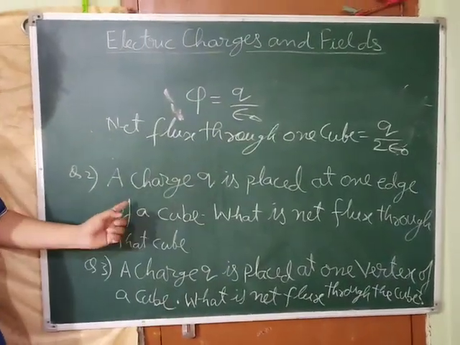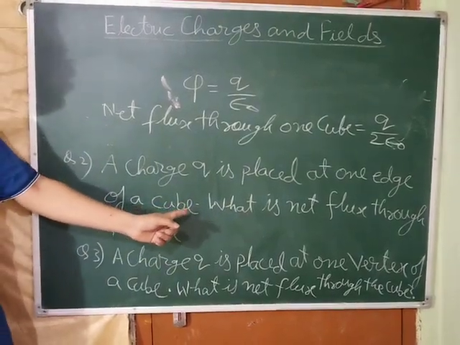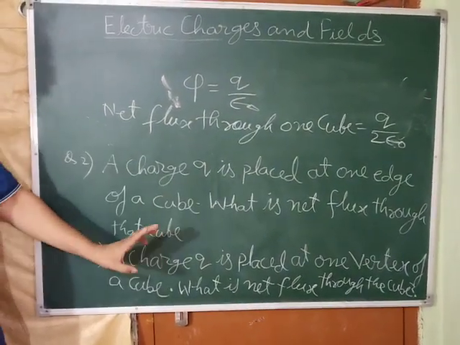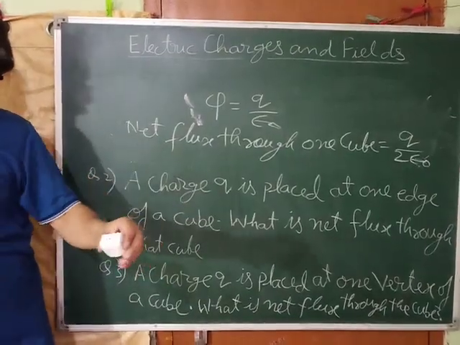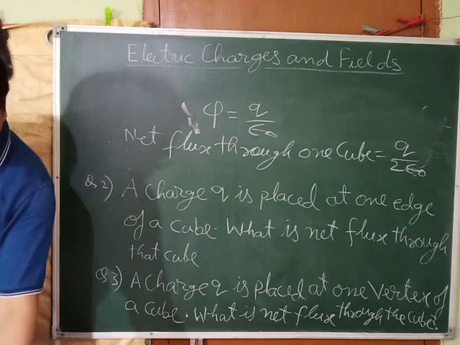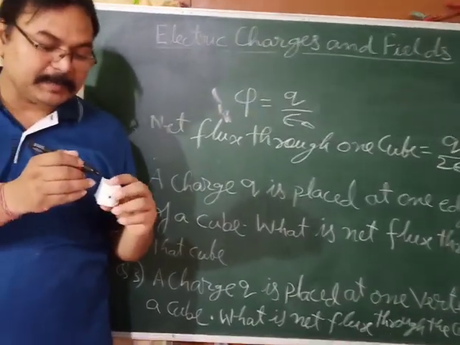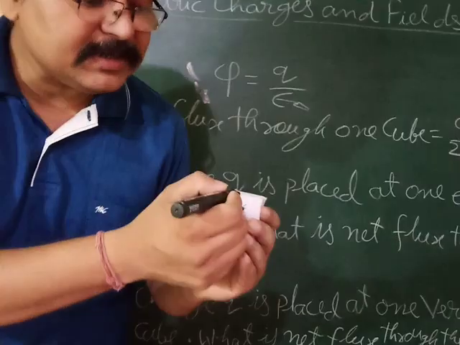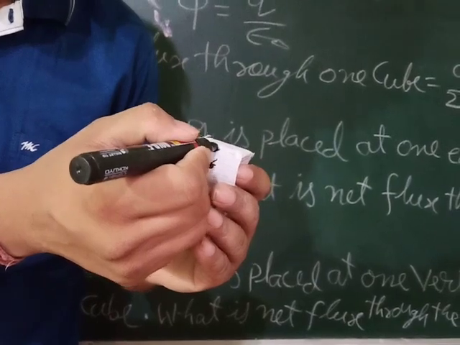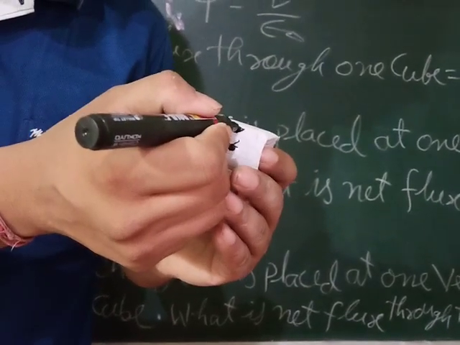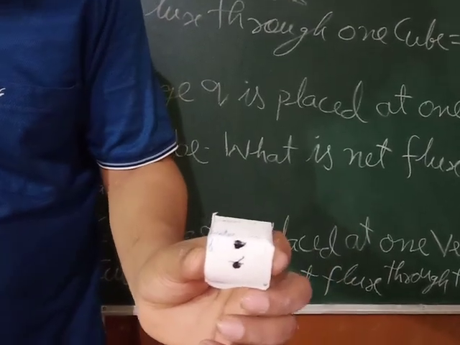Now the second question. A charge q is placed at one edge of a cube. What is the net flux through that cube? Now see, what is the meaning of edge? If you see the same cube, this time the charge is not placed here. I am going to cross it. It is not placed here. Where is it placed? It is placed at one of the edges. You can see this edge. This is the edge, and here I am going to mark this charge. It is placed at one edge. You can see this black mark. This is the charge present on the edge of this cube.